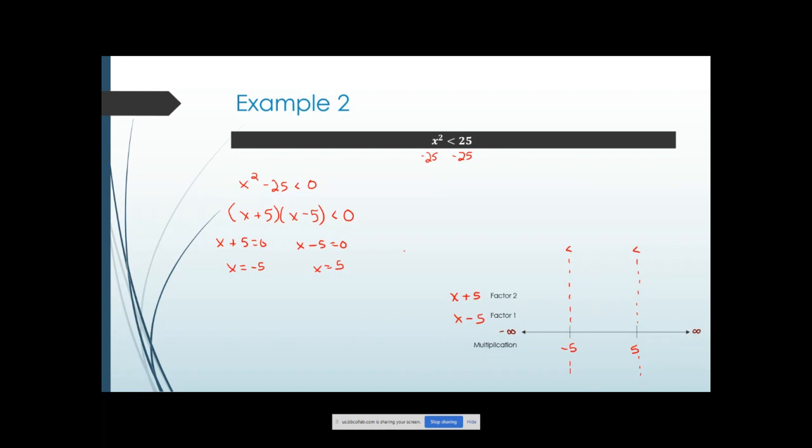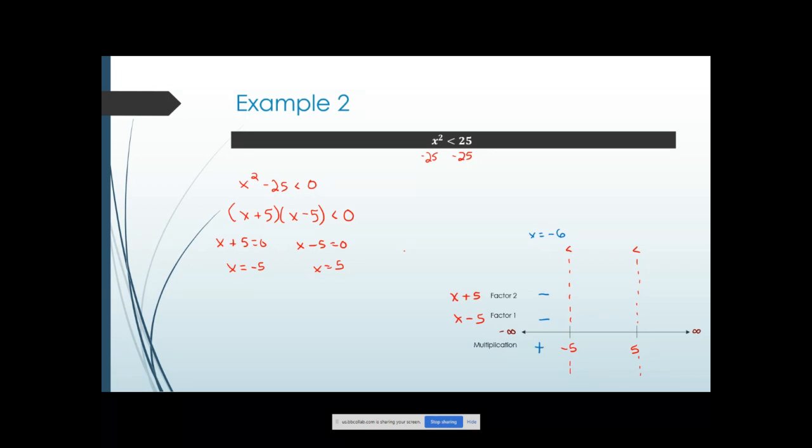Okay, now I'm going to plug in numbers again. And if it helps, you can write down what number you plug in. So we've got negative 5 here, so we plug in negative 6. Oops, I wrote negative 5. Negative 6. So we can plug in negative 6 because it's to the left of negative 5 on our number line. So negative 6 plus 5, when I plug it in x plus 5, is negative 1. So that's going to be negative. Negative 6 minus 5 is negative 11. That's also negative. And a negative times a negative is a positive.